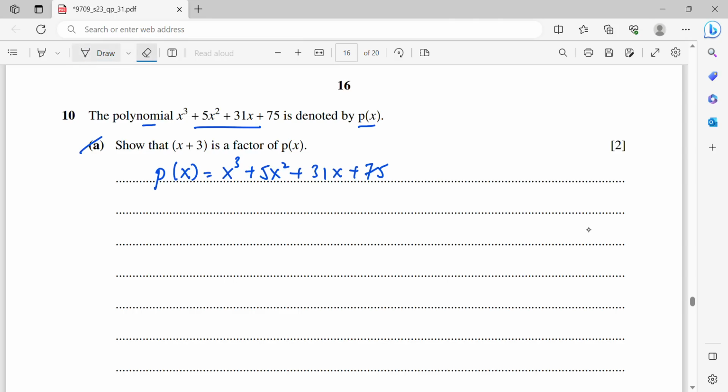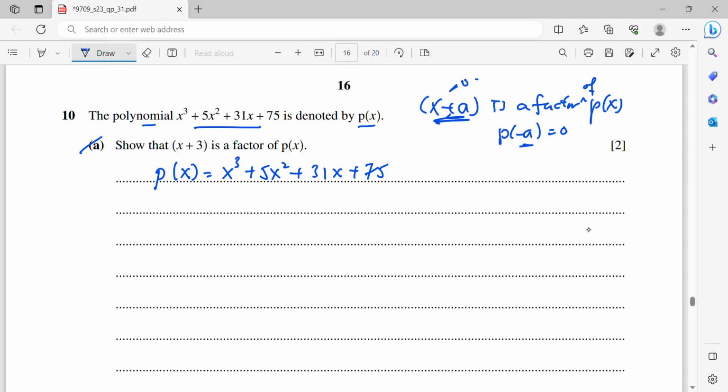So the factor theorem says that when x plus a is a factor of p(x), then p(minus a) is 0. How to get this minus a? Just let this be 0. Then your x will be minus a. So x plus 3 equals 0, x equals minus 3. So now I will replace x by minus 3, and my answer for p(negative 3) should be 0.